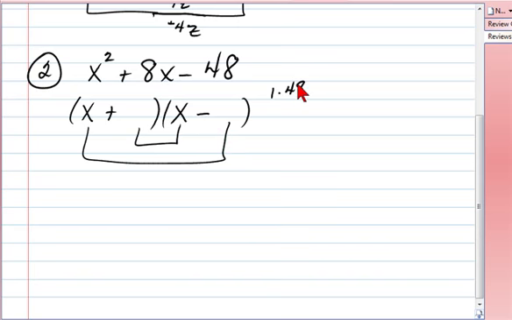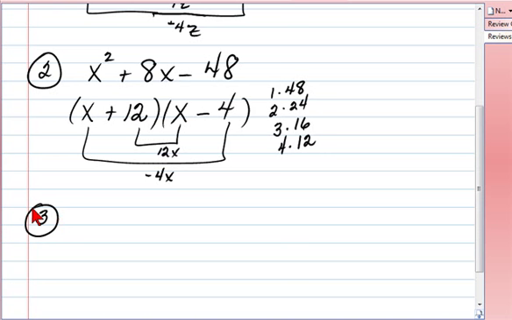1 times 48 won't work. 2 times 24, that won't work. 3 goes in there 16 times. Is 3 times 16 going to work? No. 4 goes in there 12 times. Do 4 and 12 have a difference of 8? Yes. Because I want it to be a positive 8, I want the big number with the positive. So I'll put the 12 and I'll put the 4. Double check it because I want to make 100. Outer product is negative 4x. The inner product is 12x, which does give me positive 8x. So please check yours, even if you just check them mentally.